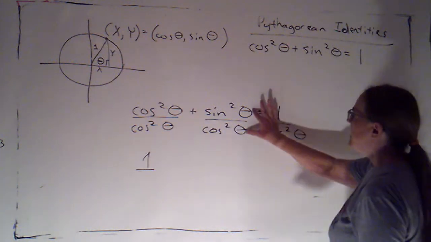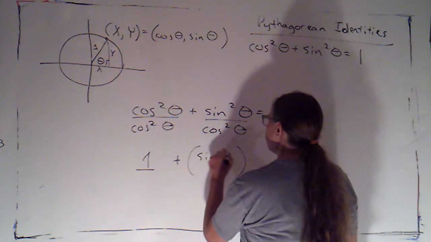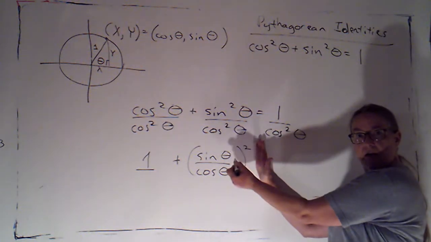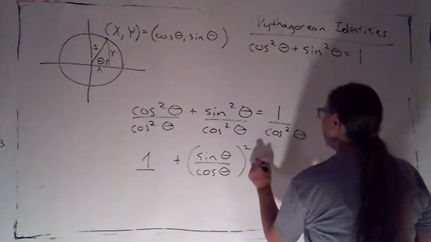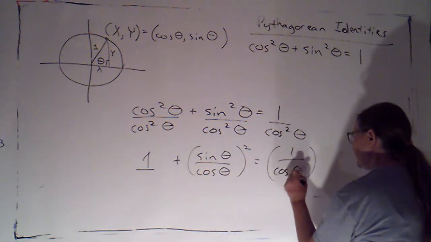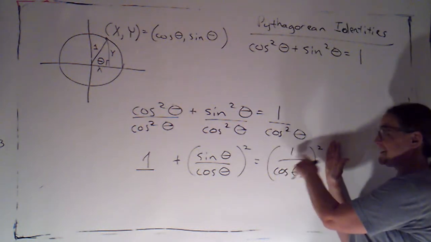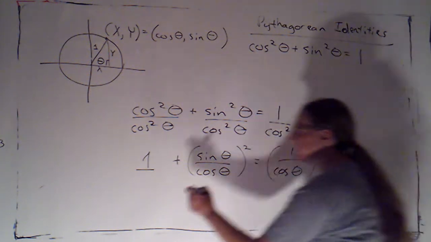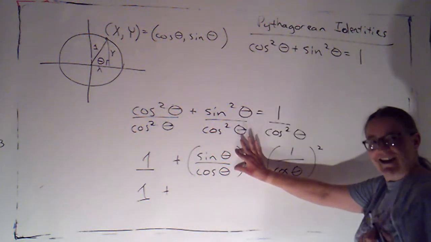Sine squared over cosine squared, notice that's just sine of theta over cosine theta quantity squared, because when you square a fraction, you would square the top and then square the bottom. And 1 over cosine squared, I can say that's 1 over cosine of theta quantity squared. Because, of course, if I square the top, which is 1, I'm just going to get 1, and then I would square the bottom to get the cosine squared. But then I can say, oh my goodness, sine theta over cosine theta, that's tangent of theta.